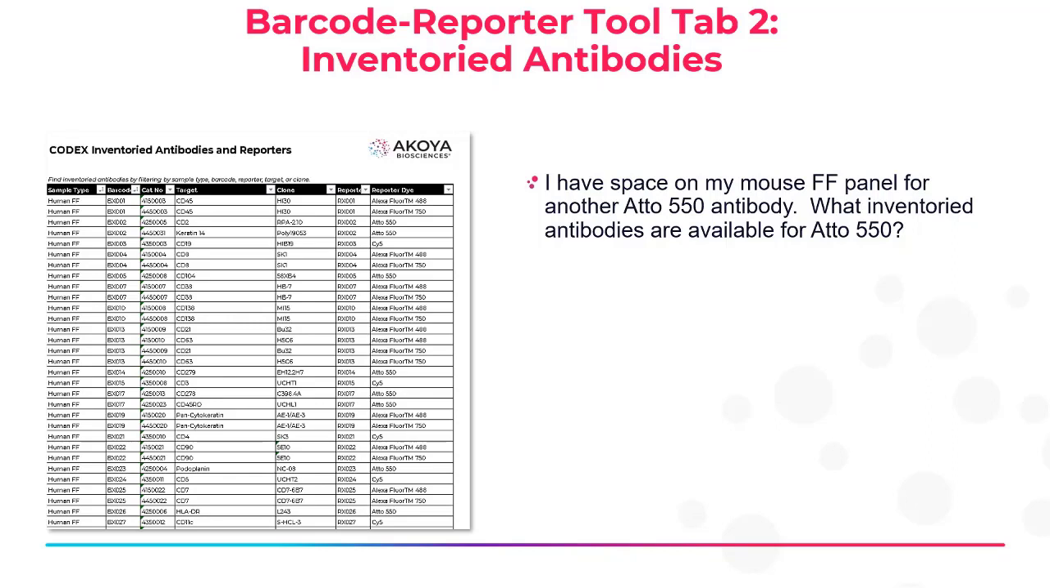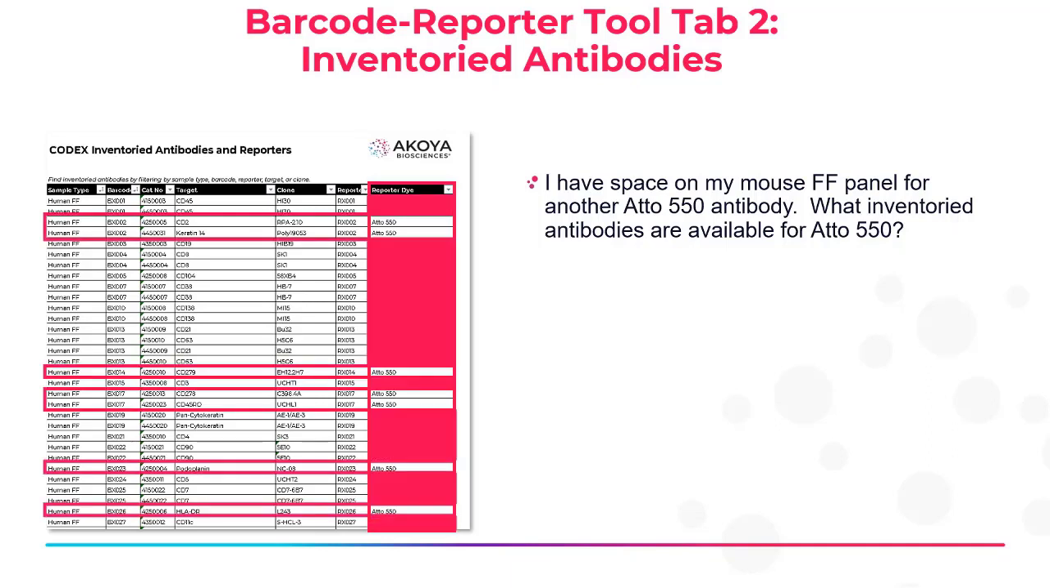Another question I could ask is, say I have space on my mouse fresh frozen panel for another ADO550 antibody. What inventoried antibodies are available for ADO550? So how would I approach this? Well, first I would sort by sample type, and then I would sort by reporter dye. This would display the 7 ADO550 associated antibodies in our inventoried antibody list. These include CD2, keratin 14, CD3, and others.